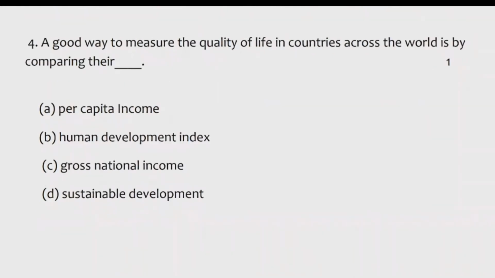4. A good way to measure the quality of life in countries across the world is by comparing their dash. Options: A. Per capita income. B. Human Development Index. C. Gross National Income. D. Sustainable Development.